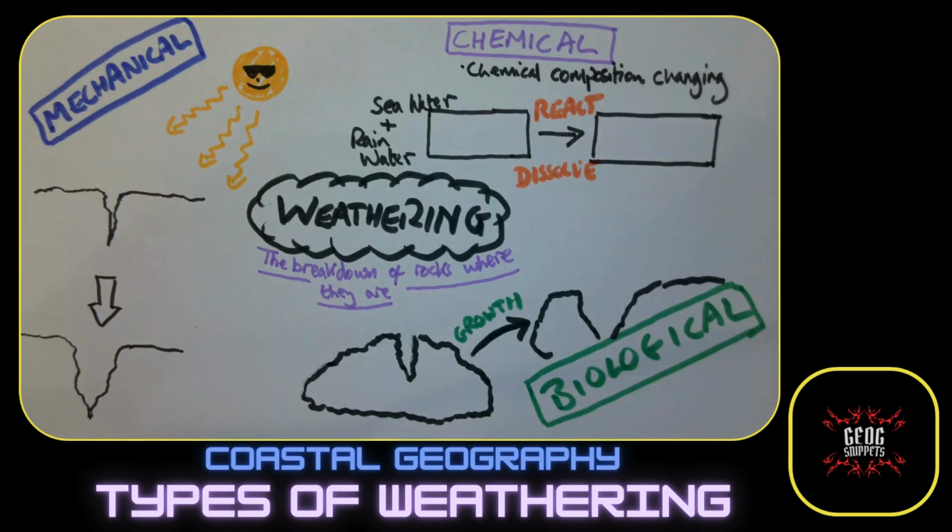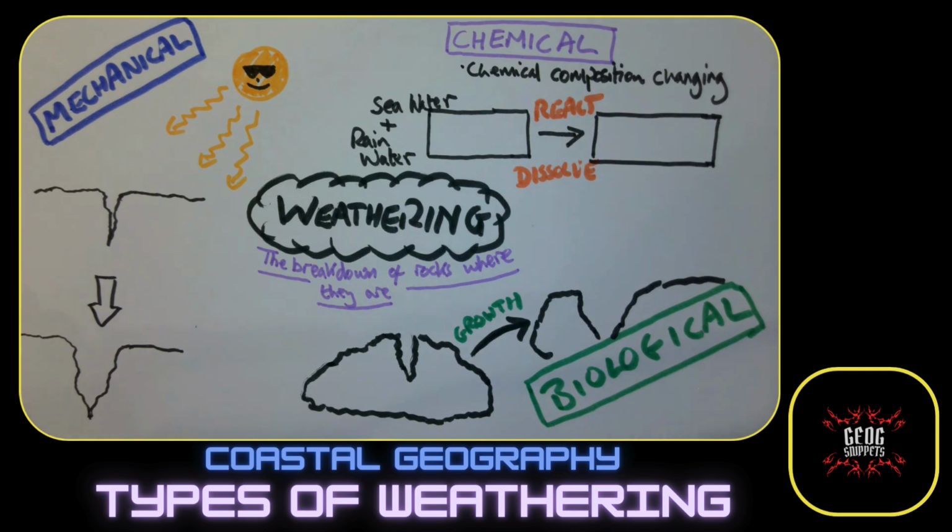In this geography snippet, I'm going to briefly explain to you the three different processes of weathering. Weathering, of course, is the breakdown of rock in situ, or where it is. So the first type of weathering we're going to look at is chemical weathering, and that's where the chemical composition of the rock changes as the rock reacts with water. So the water in question can be seawater or rainwater.